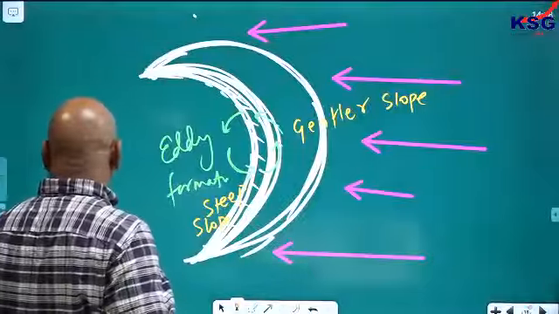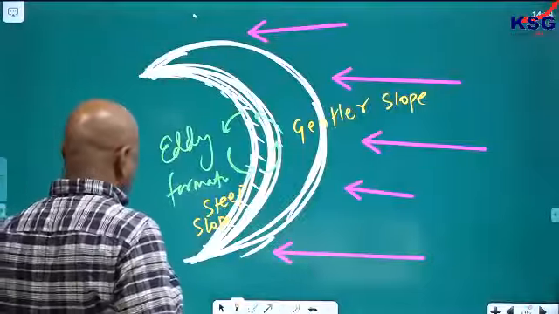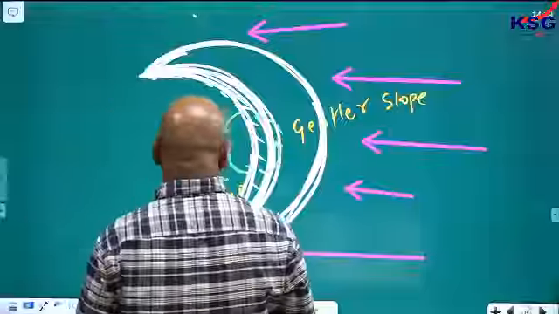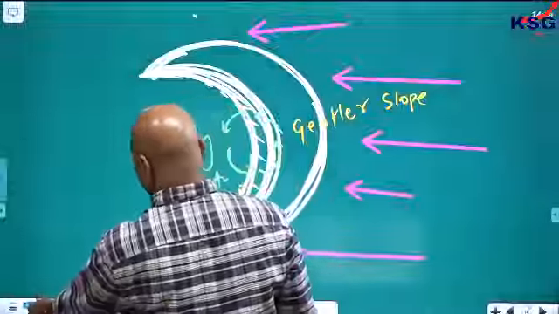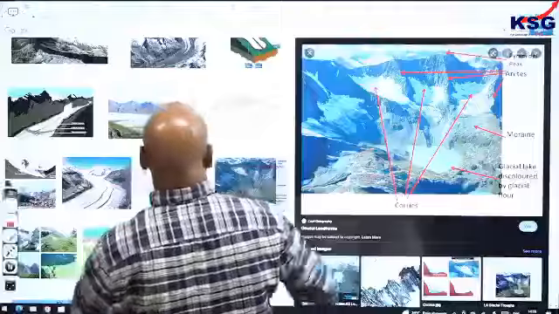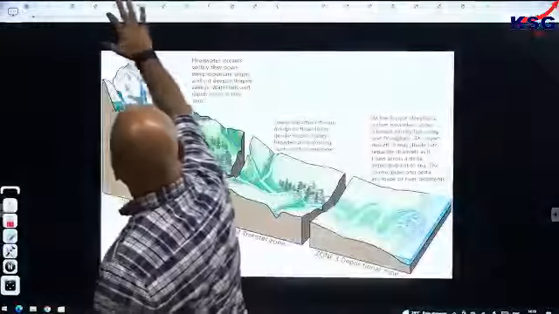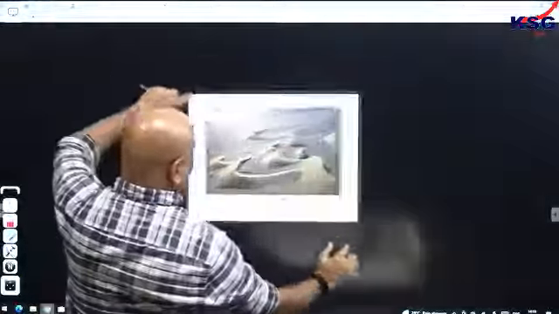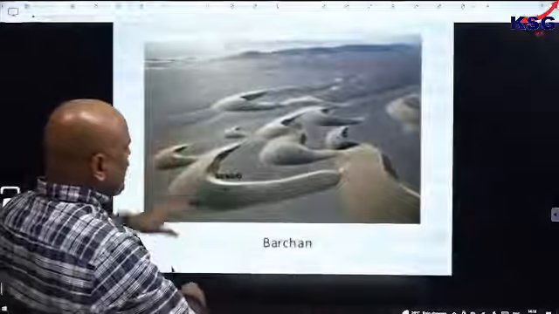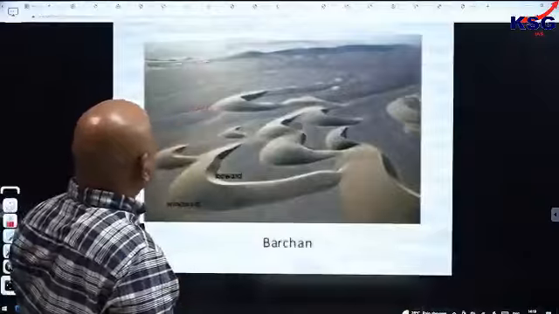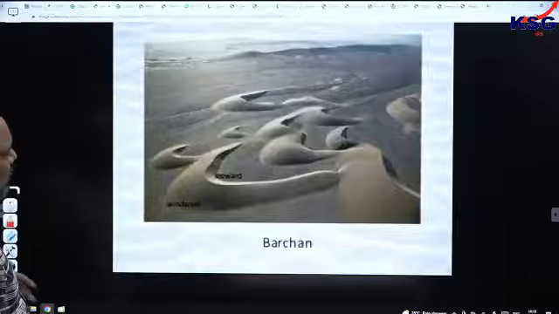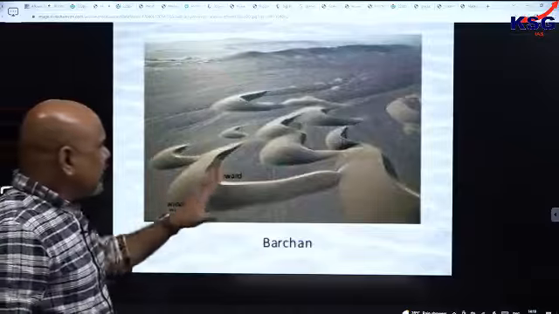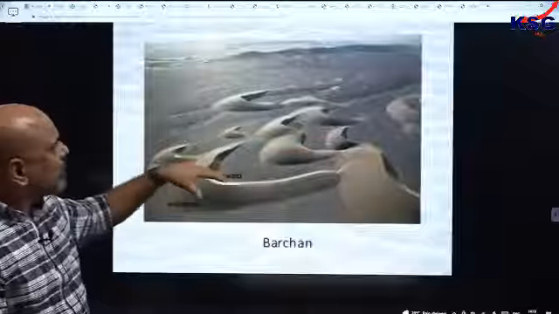Why is there barkhans? If I go for this particular region, why is there barkhans formation? If I go for this, you see here, a group of barkhans here in these regions, a group of barkhans you have here. The wind direction is like this here.